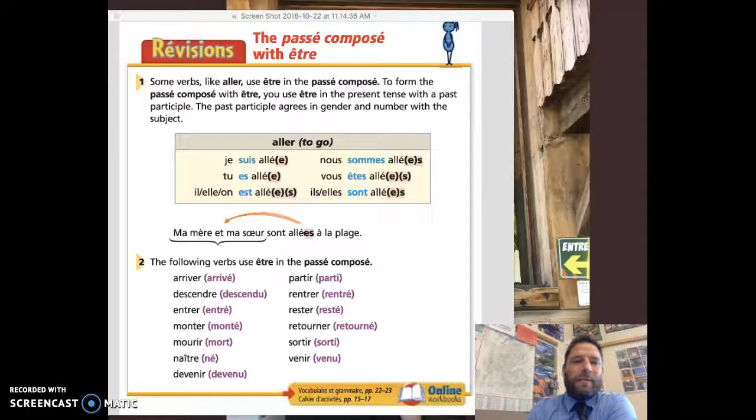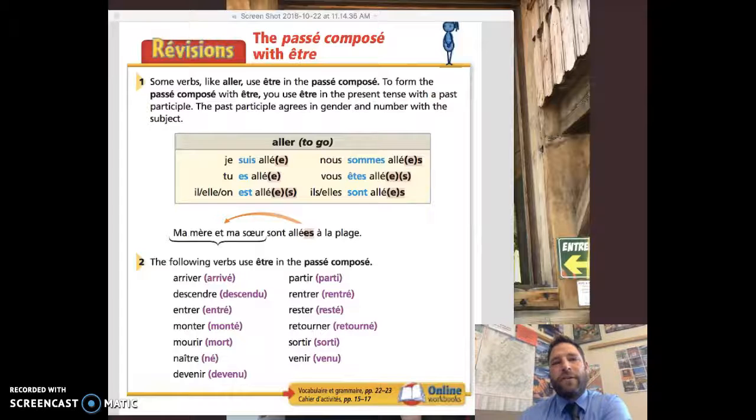Bonjour class. Today we're going to talk about passé composé and verbs that use être. These are known as transitive verbs. Transit, as in moving from one place to another, or passing from one space to another, or from one realm to another. And they're also called Dr. Mrs. Vandertramp verbs, which is the acronym they use for all the verbs.